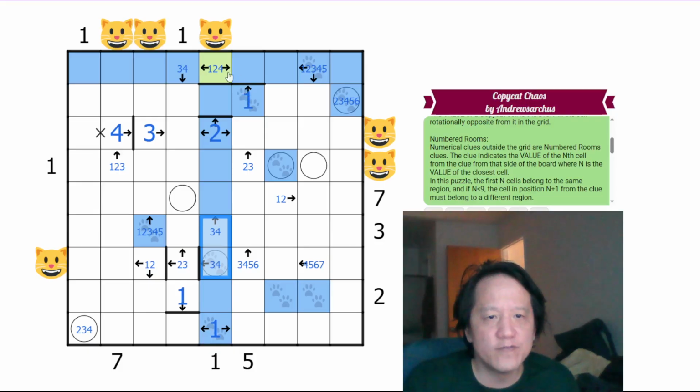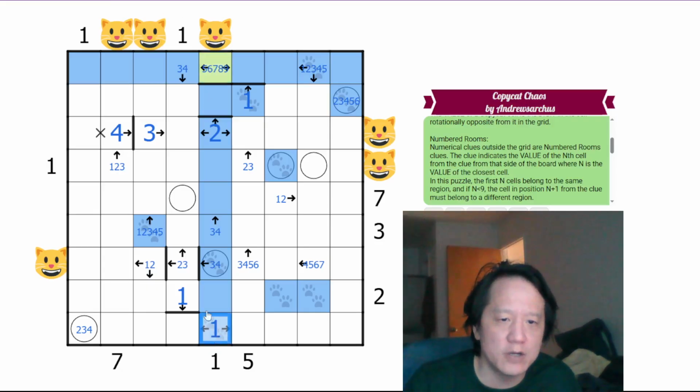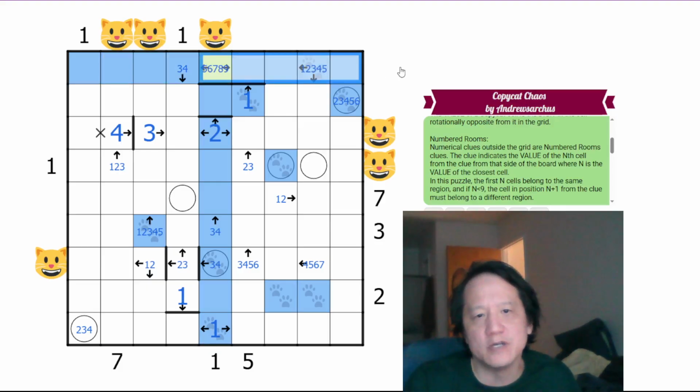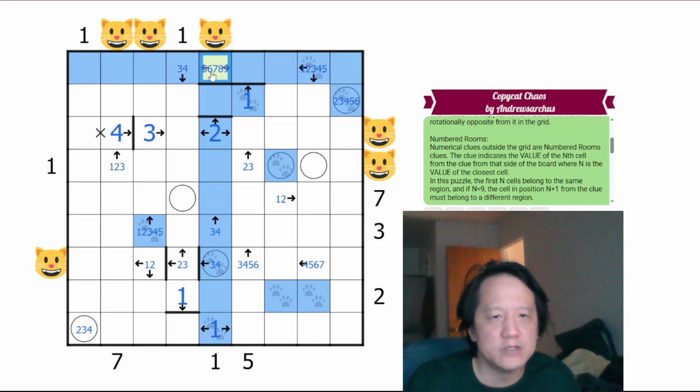So we have 3 and 4 here. Remaining digits in the column are 5 through 9. But this copies the 1 here, which means that's valid. So this sees 1 boundary here and 1 boundary here. We don't know which direction. So, oh, it sees 1 this way and 1 that way.